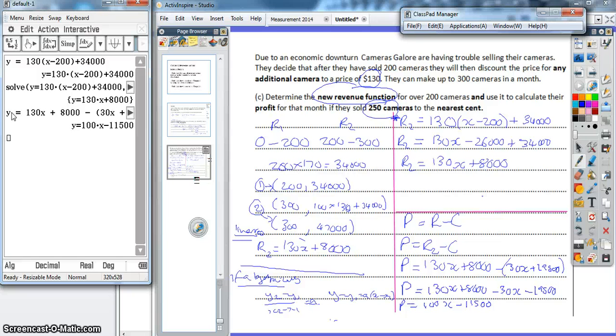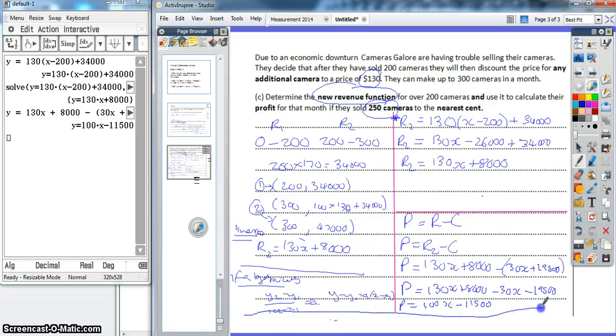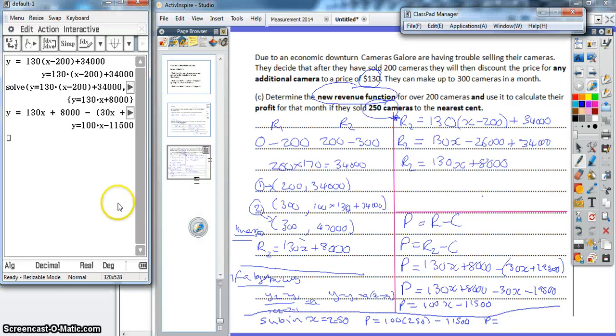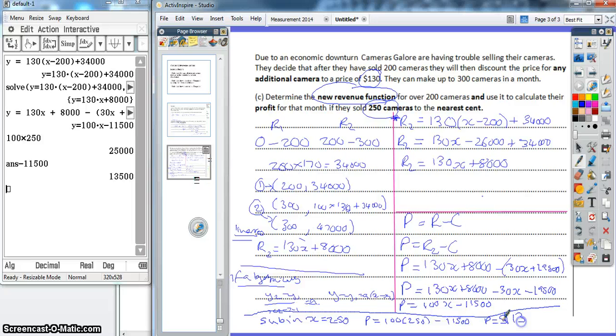Okay, final bit. Find the profit when we sell 250. So now just make a little bit of extra space down here. Sub in x equals 250. If you can write things like this, it makes it so much easier for the people who are marking your work, as we can see exactly what it is that you're intending to do. Profit equals 100 times 250 minus 11,500. Profit equals, so 100 times 250, do it in the calculator if you like. 25,000 minus 11,500 gives us $13,500 of profit. Sorry, it's supposed to be a dollar sign. $13,500. There we go. That's it.